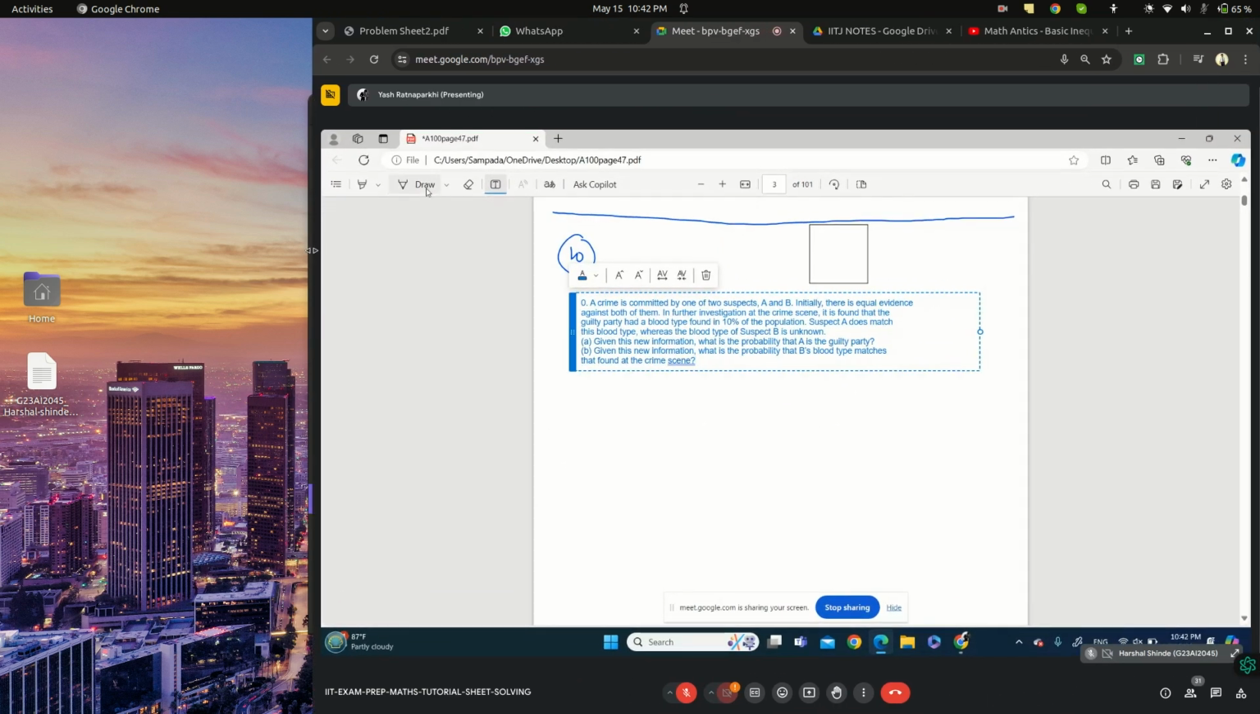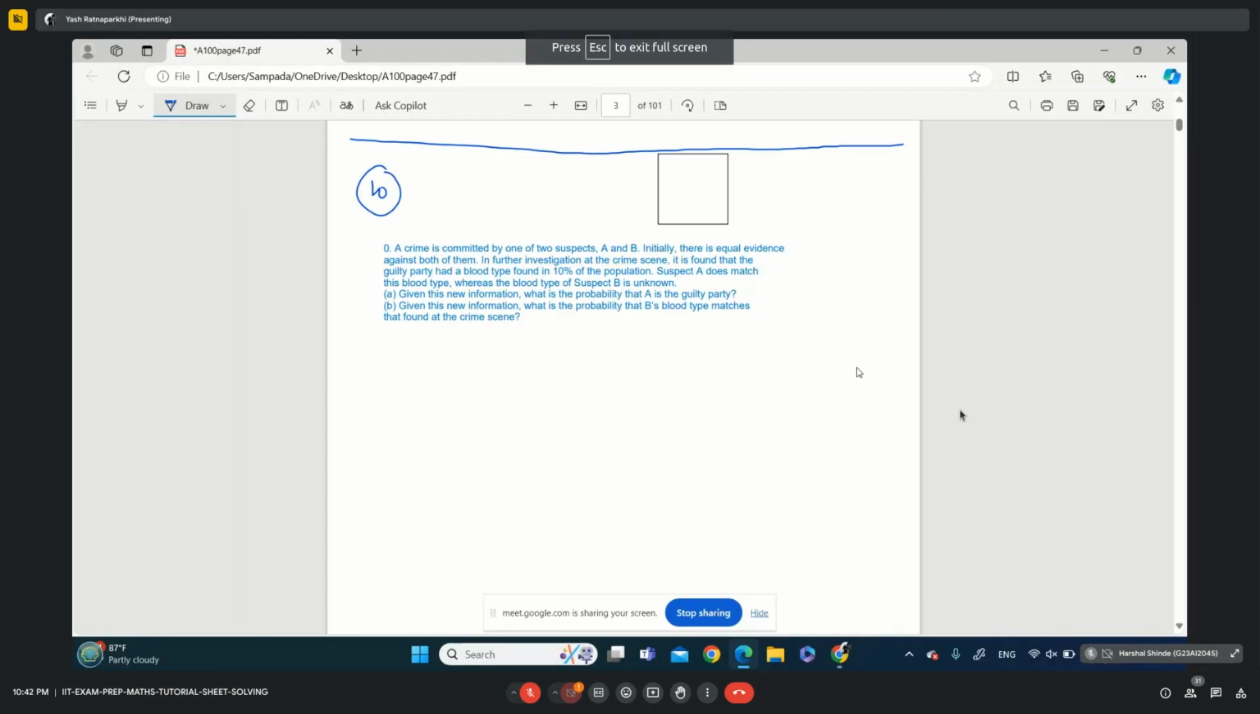It says that a crime is committed by one of the two suspects, A or B. So we gather the points from that particular problem. We are now sure that there are two suspects, A and B. Initially, there is equal evidence against both of them. So the probability of A being the suspect is 0.5, and the probability of B being the suspect is 0.5, right?